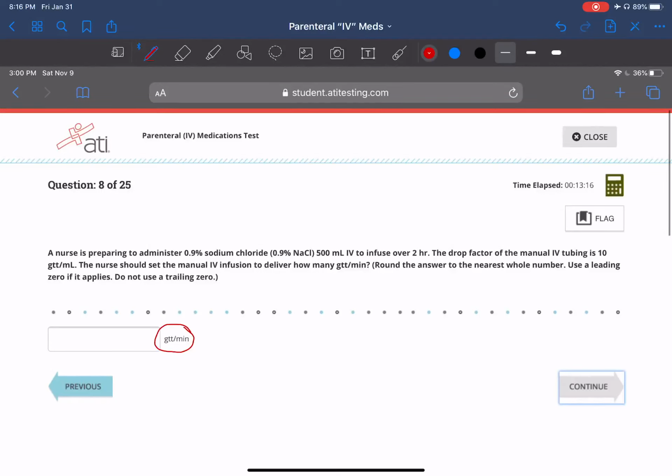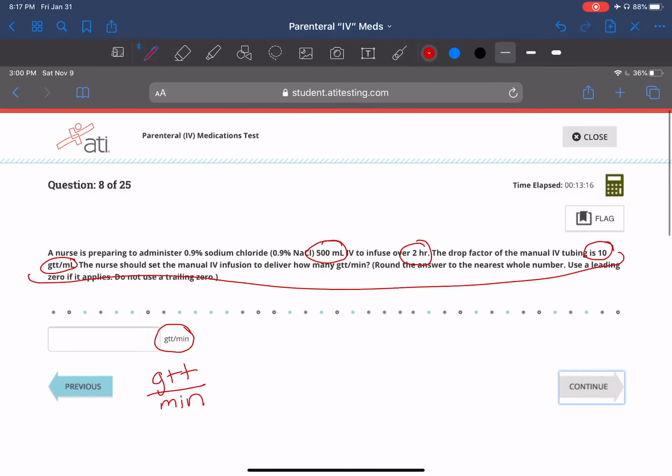So go ahead and read through this question. A nurse is preparing to administer NaCl 500 milliliters to infuse over 2 hours. And the drop factor is 10 GTT per ml. And this is where it gets a little tricky. So all we need to start off with is we need to find the GTT because that's the start of the equation. So the only thing we have right here is our 10 GTT, and it says per ml. So we can't just forget about that ml. So we can just put 1 because it's equivalent to just 1 ml.